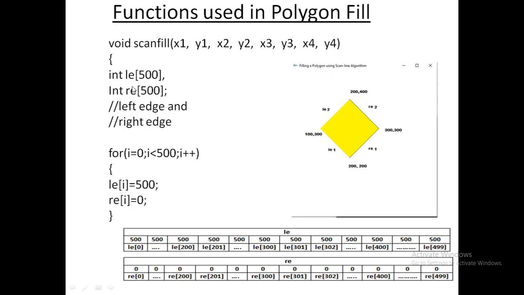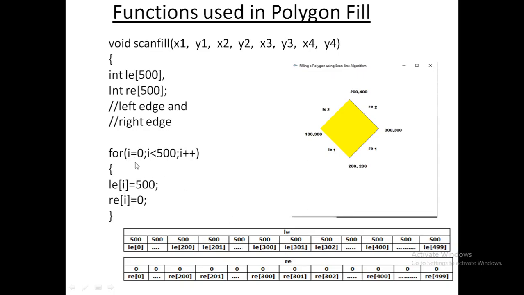So these lines are declaring two arrays, the left edge array and the right edge array, of size 500, you can see down. I have drawn this array in a word just to understand. So we have the LE array and the RE array.